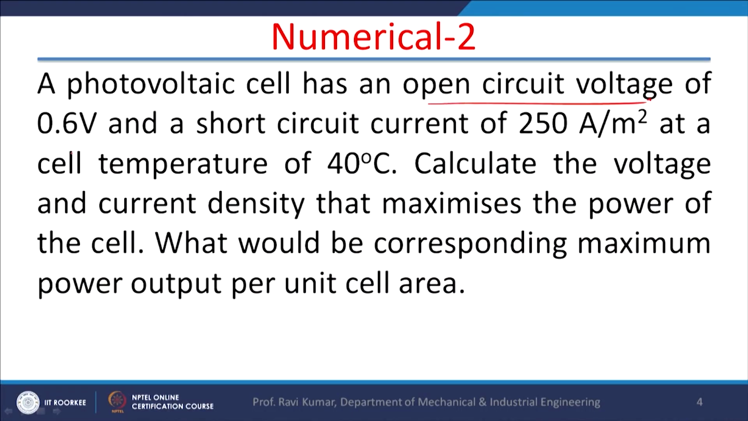So, there is a photovoltaic cell which has an open circuit voltage of 0.6 volt. Short circuit current is 250 amperes per meter square at a cell temperature of 40 degrees centigrade. Calculate the voltage and current density that maximizes the power of the cell. So, we have to find the voltage and current density, two things that will maximize the power of the cell. What would be the corresponding maximum power output per unit cell area?